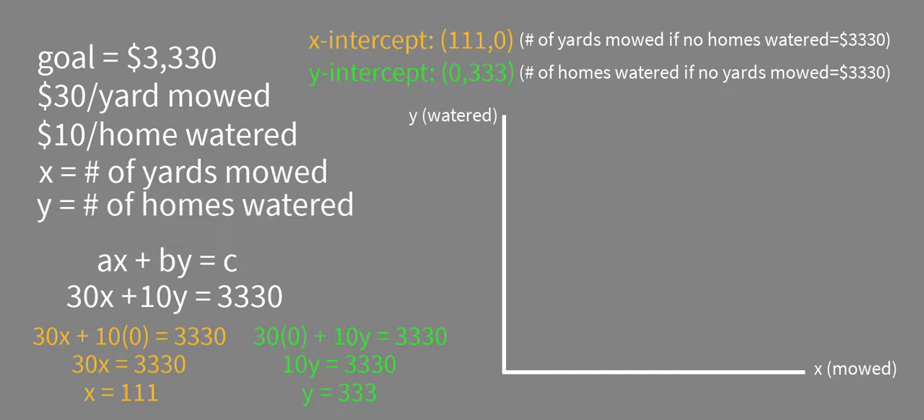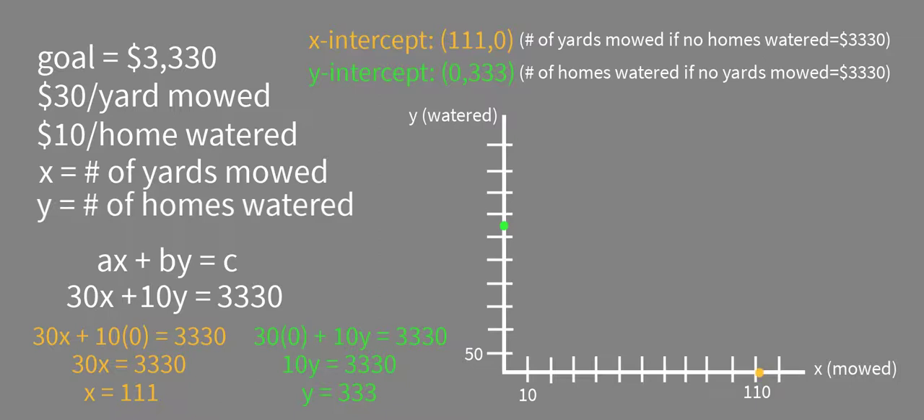So we'll go ahead and make each one of these 10. And in the Y direction, we'll make each one of these 50. So we know our Y-intercept is 0, 333. So that's going to be somewhere right along in here. And we know our X-intercept is 111, 0. So we know this is 110 right here. So it's going to be just past this, just a hair.